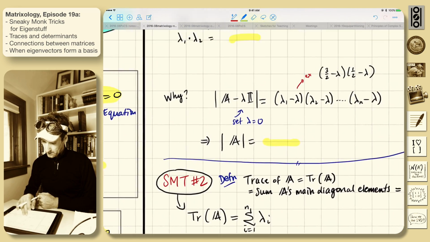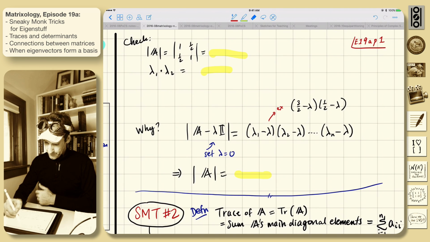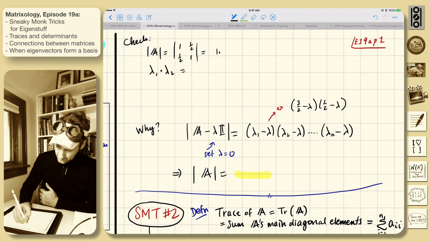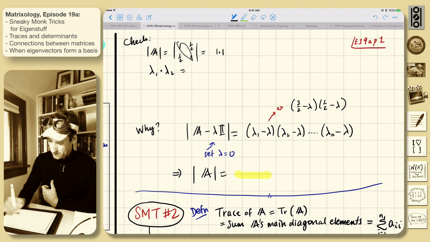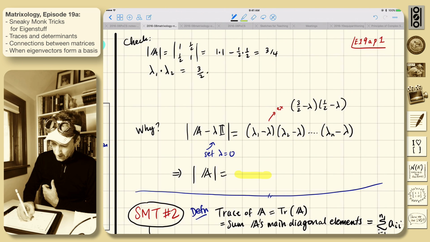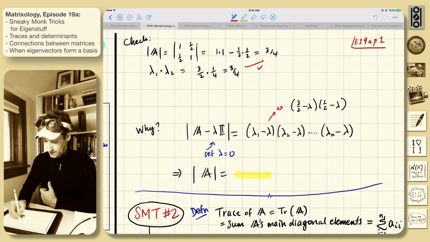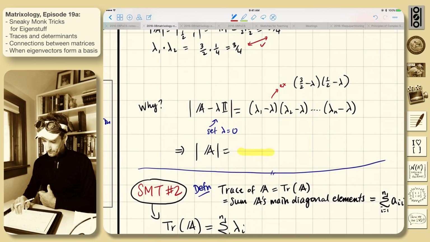So let's look at our little example. The determinant for A is 1 times 1, so it's this product minus this piece here, minus a half. It's 3/4. And the eigenvalues multiplied together, it's 3 halves times a half equals 3/4. That's no way of proof, of course, but it checks out. So why is that?